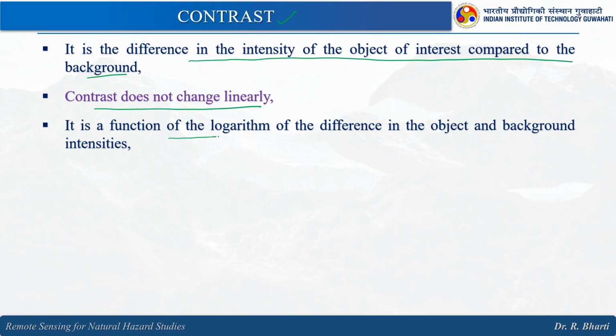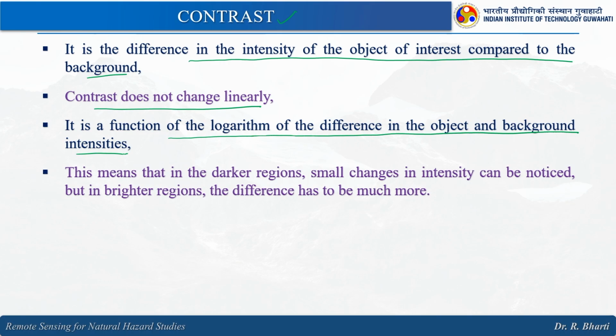It is a function of the log of the difference in the object and background intensity. That is obvious. This means that in the darker region, small changes in intensity can be noticed, but in the brighter region, the difference has to be much more. Let us take the example of night time. If very far away there is a bulb glowing or a tube light glowing, you will easily see that some light is there. But during the daytime, you will hardly notice if there is a bulb switched on, or maybe a tube light outside.